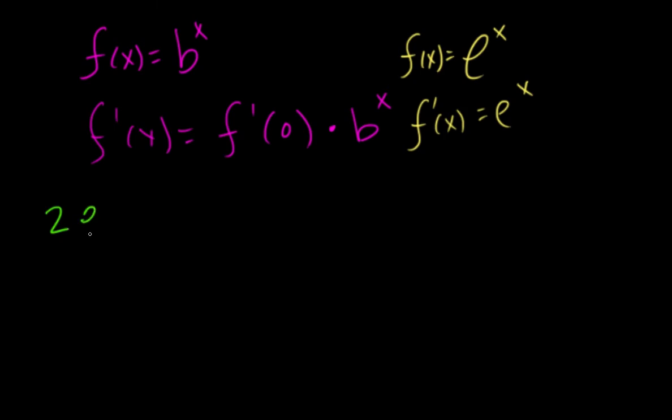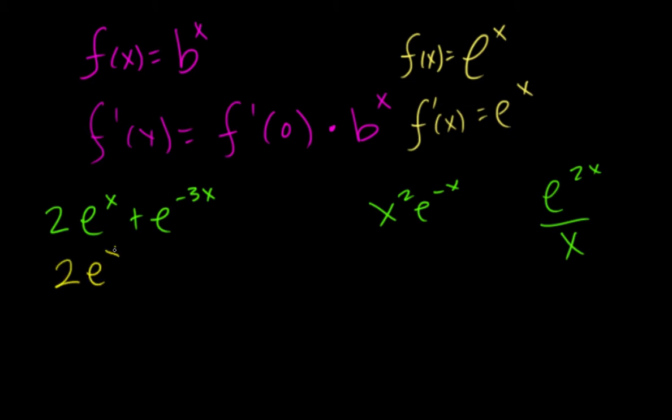So we have 2 e to the x plus e to the negative 3x. We have x squared e to the negative x and e to the 2x over x. Okay, so we can do these separately. This first piece, if we take the derivative, is exactly the same. Just have a constant out in front, doesn't change the derivative, and then the derivative of e to the x is e to the x.